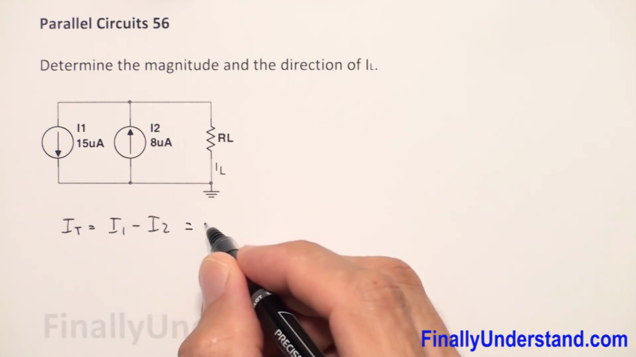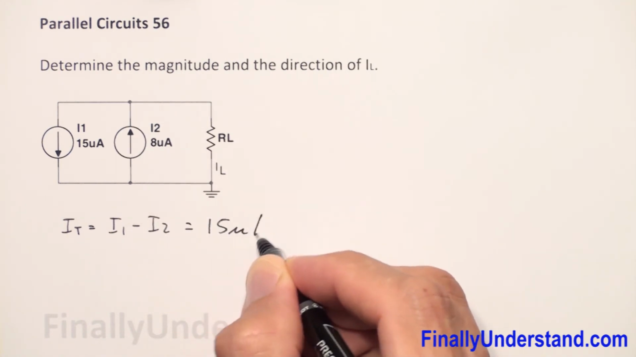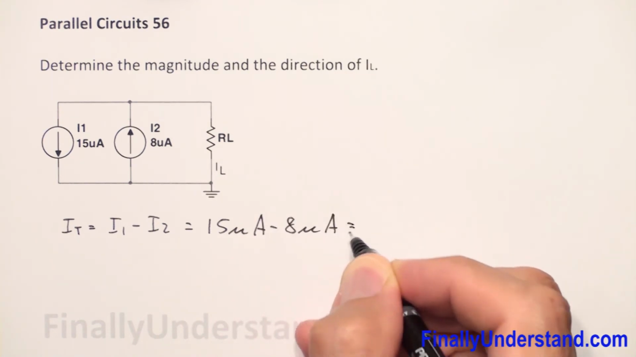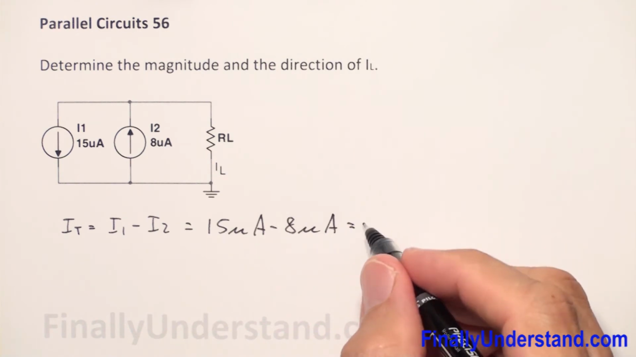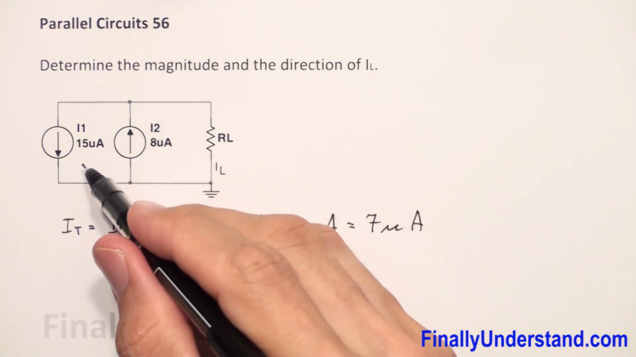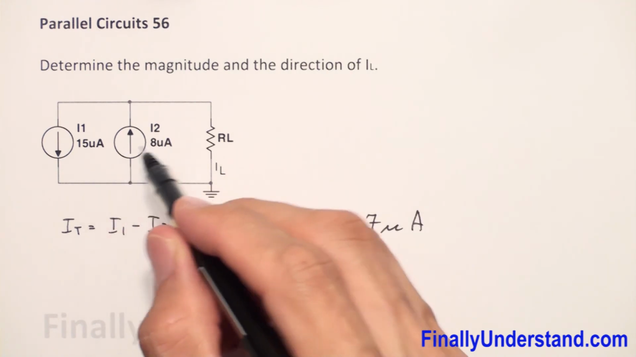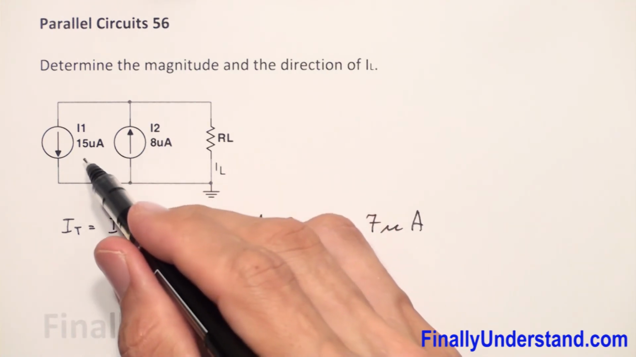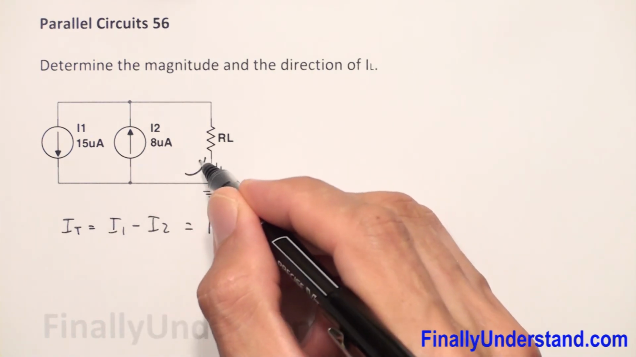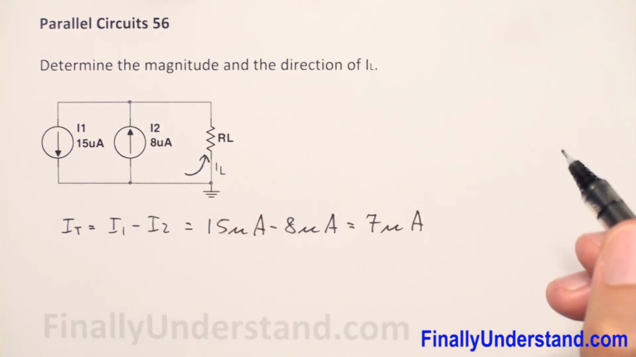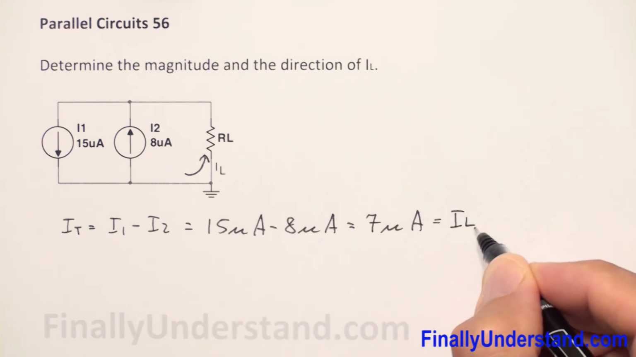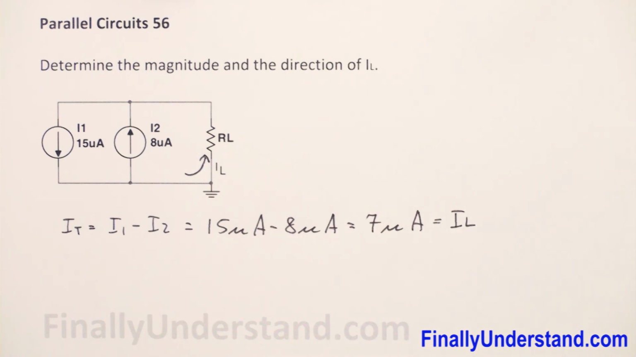So in this case I have 15 microamps minus 8 microamps. This is equal to 7 microamps, and the current, because 15 microamps is stronger than this one, is going to flow this way. Okay, so this is I total, or we can say this is my IL. So this is the solution to my problem.